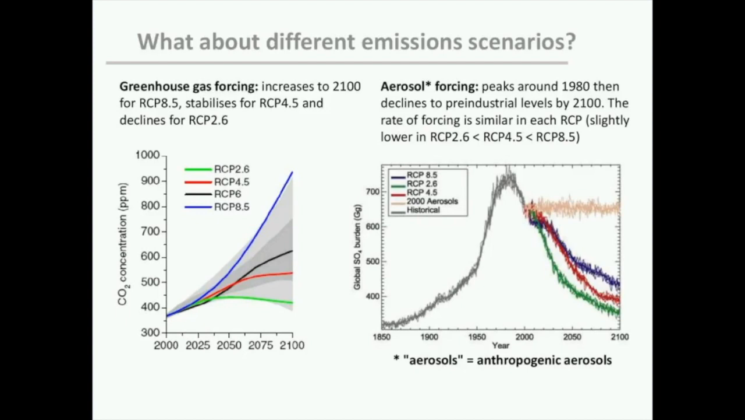In terms of the aerosol forcing in the different RCPs, anthropogenic aerosols, which is what I'm talking about here, I'm not talking at all about volcanic aerosols in this discussion, have been observed to increase over the historical period with industrial activity and peak around 1980, but then have a prescribed or predicted decline in the future with increased pollution controls. And so for each of the scenarios, you can see the path that those aerosol emissions are expected to take in the future.